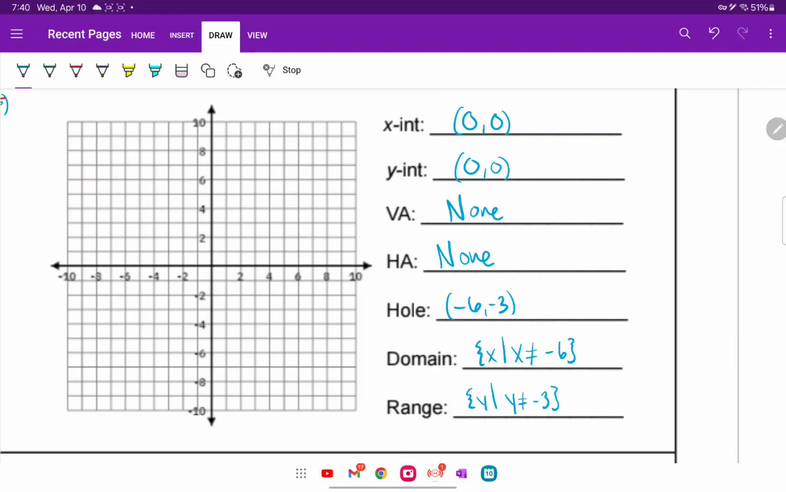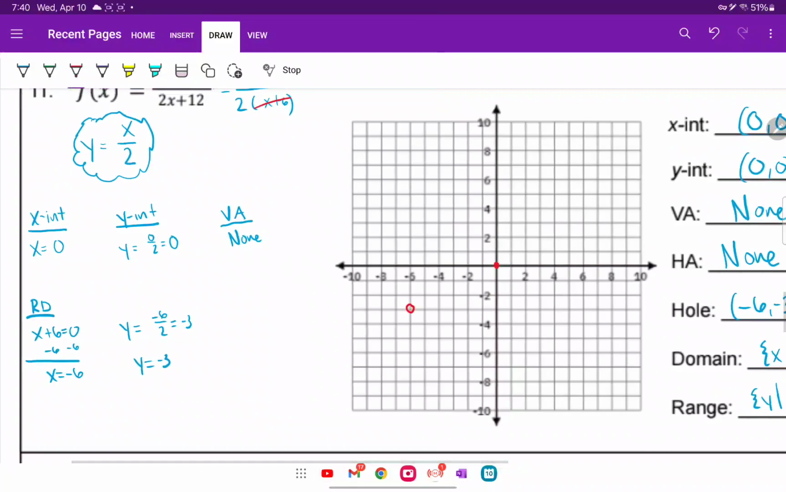So from here, there's no asymptotes to graph. So I'm going to graph the points that it gives us. So we have (-6, -3), and that is a hole. And then we also have our x and y intercept at (0, 0). And this actually turns into a line if you think about it. This can be written as y equals 1/2 x, where our y-intercept is 0, and our slope is 1/2, so we rise up 1 and right 2.